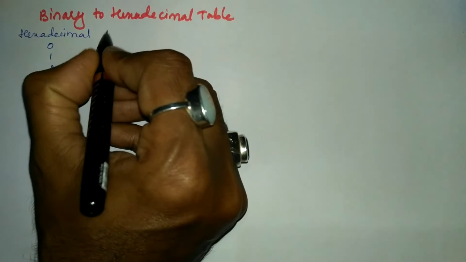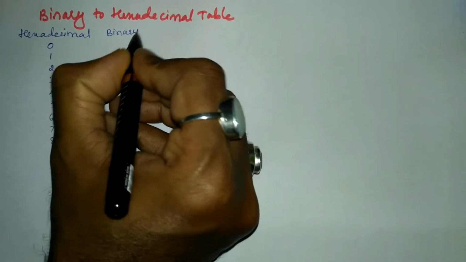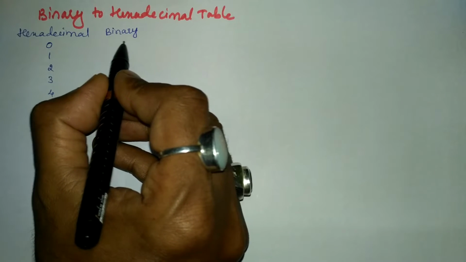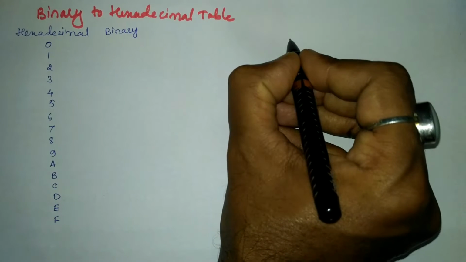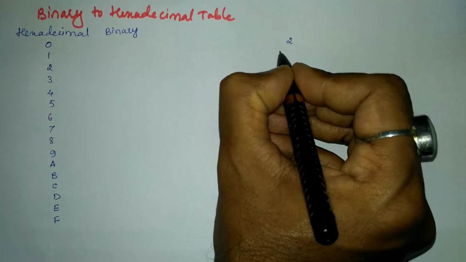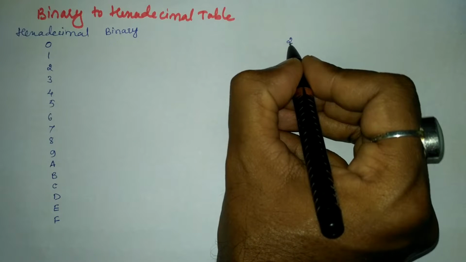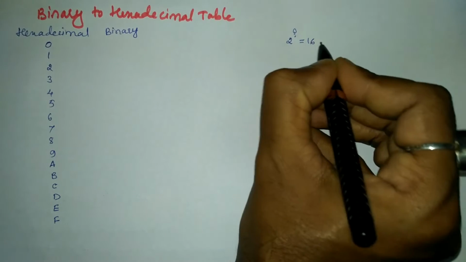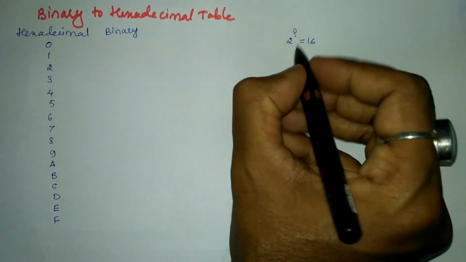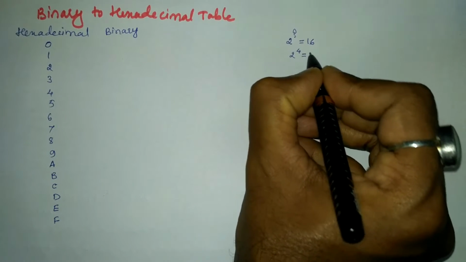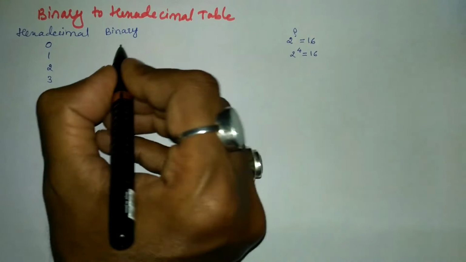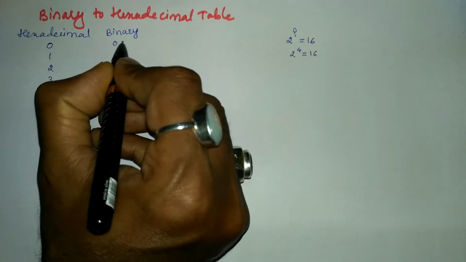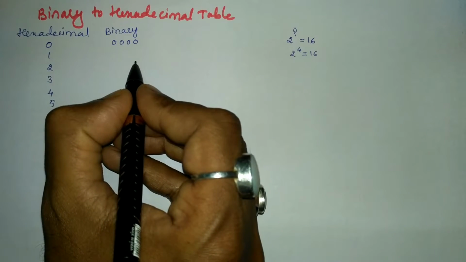Now let us write the same in the form of binary notations. Here we have to write 4 binary digits. Why 4 binary digits? Because binary has two numbers, that is either 0 or 1. Next, 2 to the power what is equal to 16? 16 means hexadecimal number. Here we'll write 2 to the power 4 is equal to 16. So that's the reason we have to write 4 binary digits. So 0 can be represented as 0, 0, 0, 0.